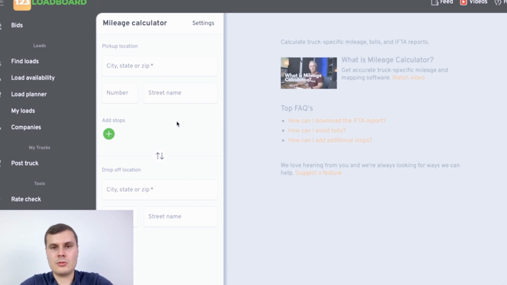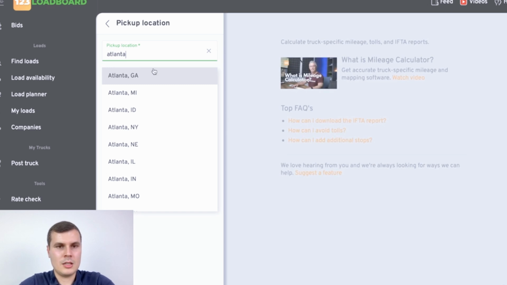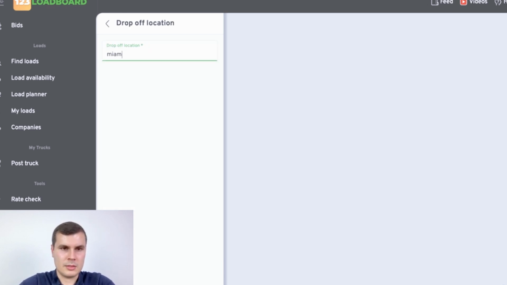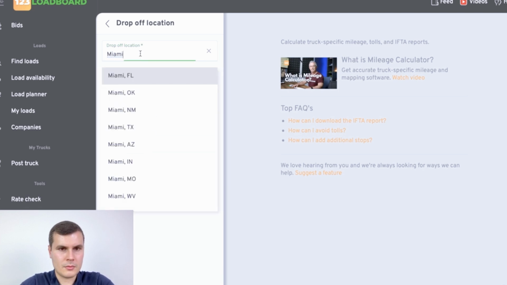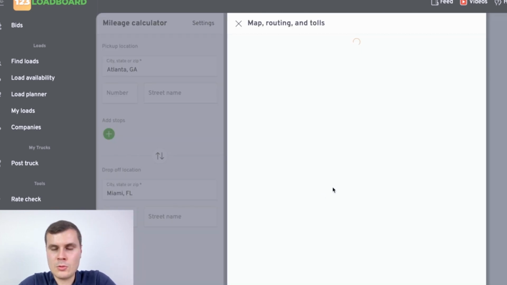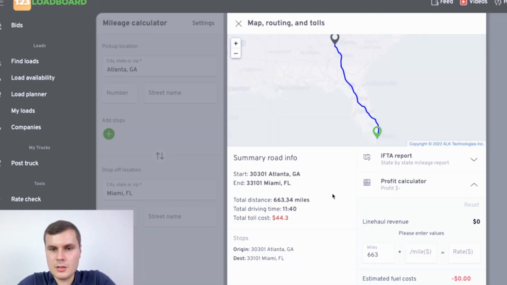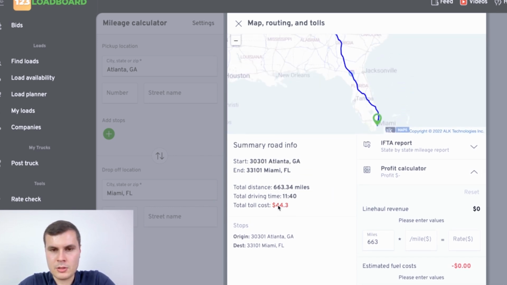That's also a very good tool if you're not satisfied with Google Maps, or you can double check your maps. You can go here and actually input an exact address. Not necessarily, you can just put a city. Let's just try, I don't know, Atlanta, Georgia, for example, going to Miami, Florida. There you go, calculate. So you can double check your mileage here and actually total toll cost.